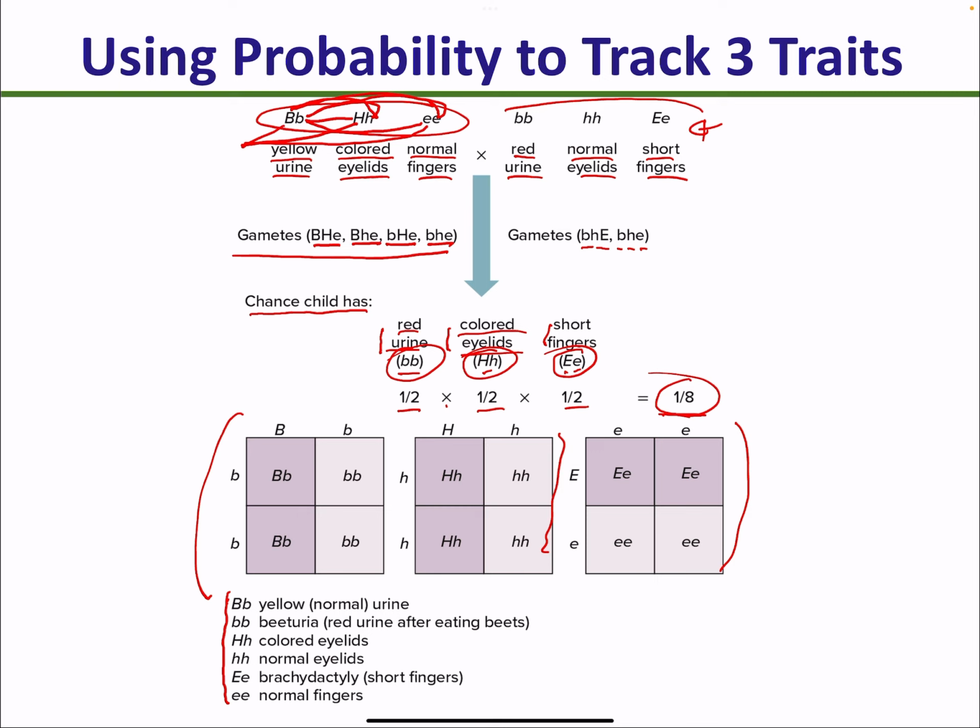All right. So now what I have not said is brachydactyly. Brachydactyly is basically short hands. Short fingers. Okay, that's the technical term for it. Know that short fingers is dominant over normal finger size.